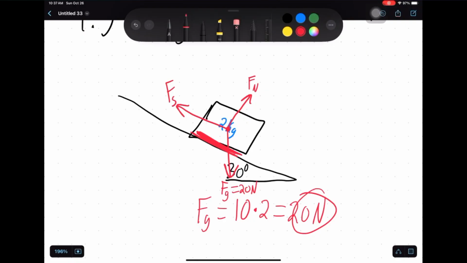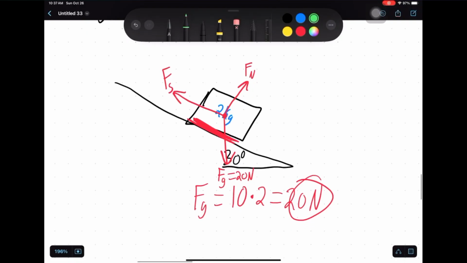Now, here's what we're going to do. We are going to break up our force of gravity into 2 components. Instead of it being straight down, I want to have our force of gravity here and here, just to make it easier on us. This is just going to be something we see. We can draw a second free body diagram if we need.